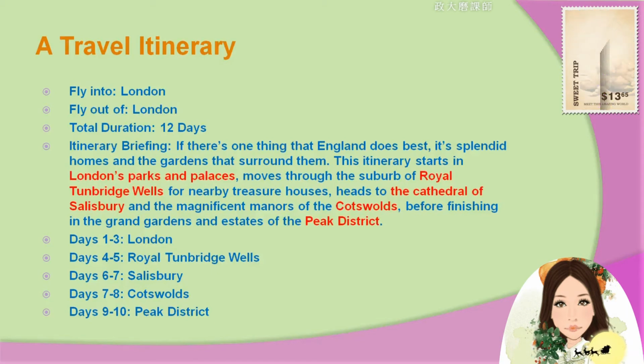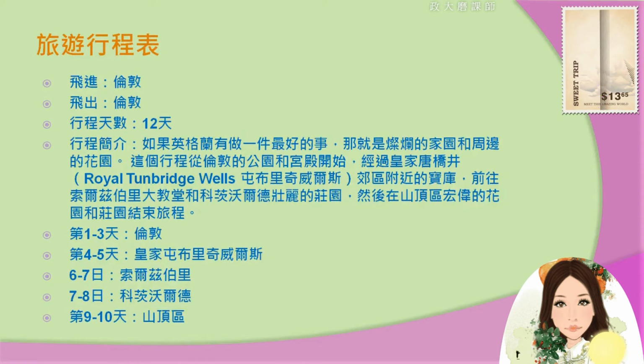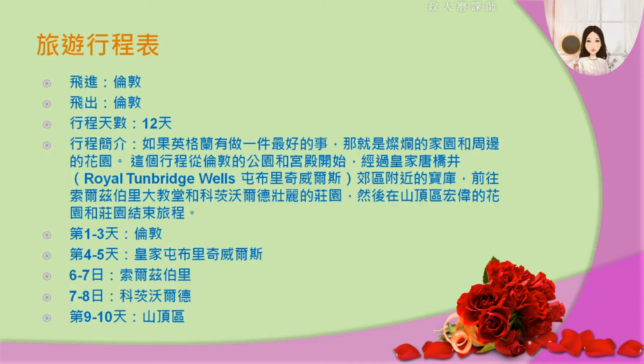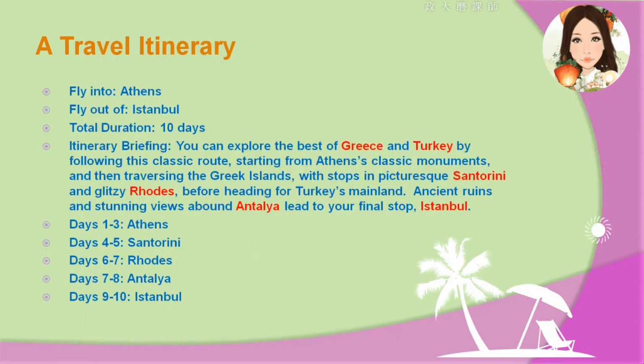So in this itinerary, you also have to pay special attention to the names of places. For example, London, Royal Tunbridge Wells, Salisbury, Cotswolds, and Peak District. Okay, this is the Chinese translation of the previous itinerary. This is another travel itinerary.